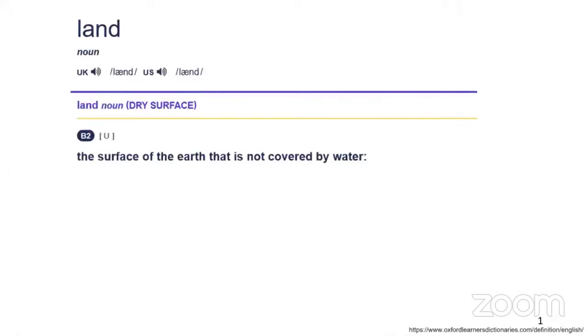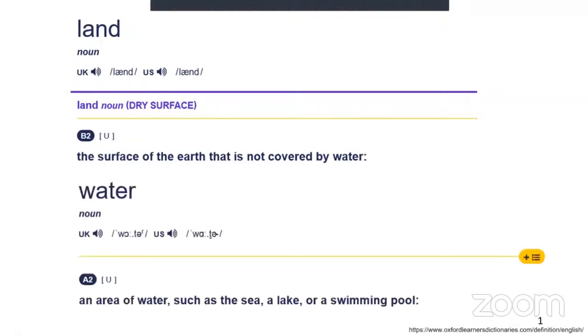Hi, everyone. Good evening. I'm Naima, and I recently graduated with Masters in Landscape Architecture from Delft University of Technology. So I'm going to begin by looking into the definitions of land and water. The common idea of land is best expressed in Oxford Dictionary's definition: the surface of the earth that is not covered by water. And on the other hand, water is an area of water such as the sea, a lake, or a swimming pool.